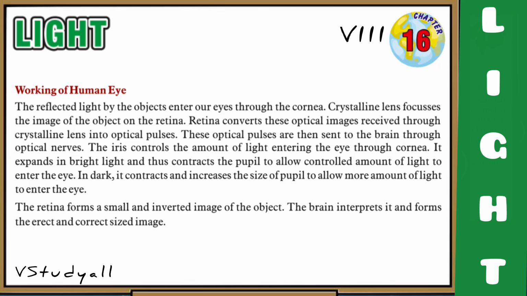The iris controls the amount of light entering the eye through the cornea. It expands in bright light and thus contracts the pupil to allow a controlled amount of light to enter the eye. In the dark, it contracts and increases the size of the pupil to allow more light to enter the eye. The retina forms a small and inverted image of the object. The brain interprets it and forms the erect and correct sized image.